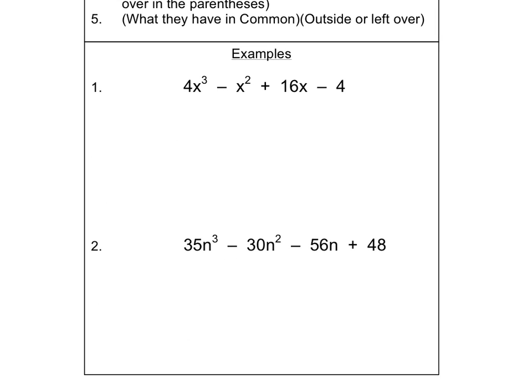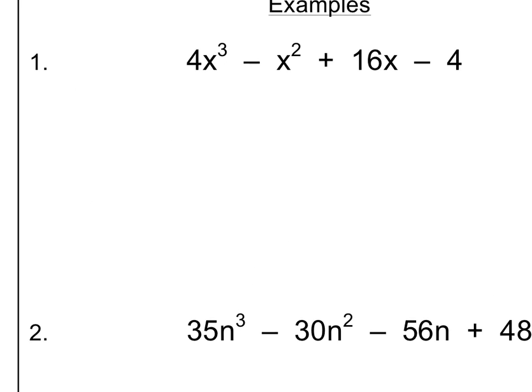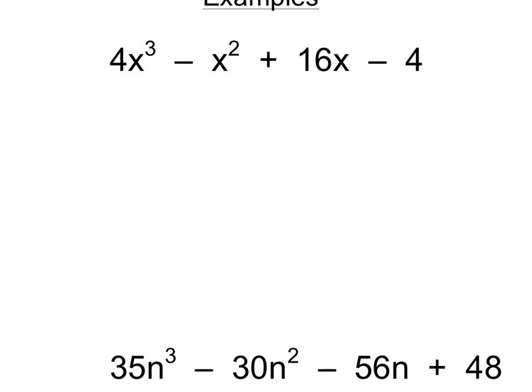Let's look at examples. Let's start with number 1. We have 4 terms here: 4x cubed minus x squared plus 16x minus 4. On the first step I'm going to put parentheses around the first 2 terms and the last 2 terms. Notice I leave the symbol in the middle out. Whatever the symbol is in the middle, that's not included in my parentheses.